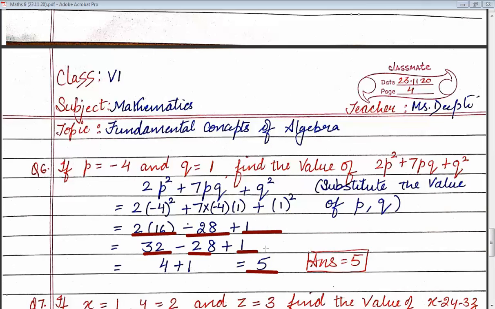So what is your final answer? 5. So the value of this algebraic expression, that is 2p square plus 7pq plus q square, is equal to 5 when the values of the variables are minus 4 and 1. So children, what is the value of this given expression? Yes, the value of this algebraic expression is 5. Okay, now let's move on to question number 7.